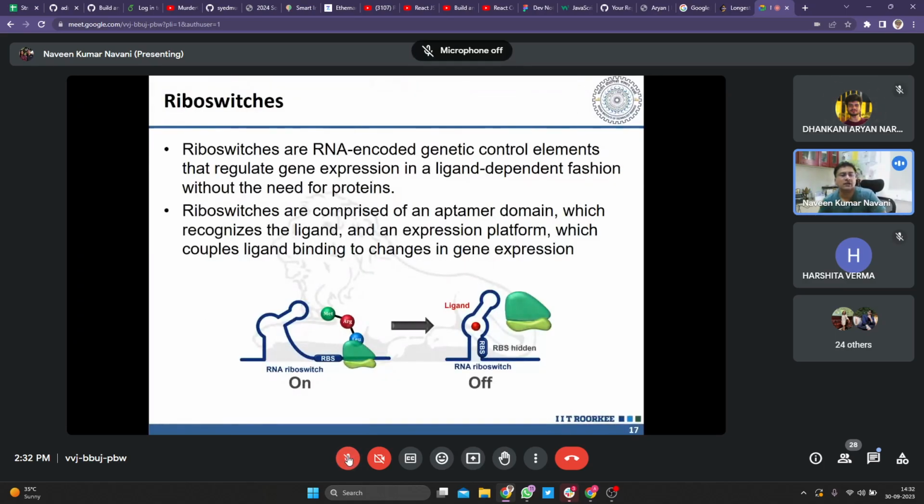Okay, thank you, Aryan. So moving on to the next slide, next point, riboswitches are composed of an aptamer domain that I had shown you, which recognizes the ligand, where the ligand binds or the small molecule binds, and an expression platform which couples ligand binding to change in gene expression. So this is the expression domain, and this is your aptamer domain. Okay. Now going on to the next.